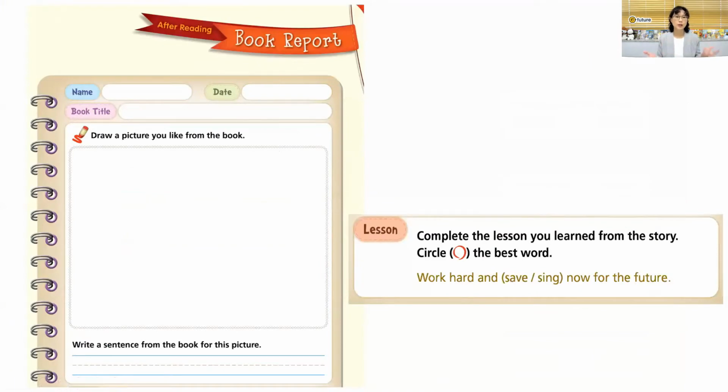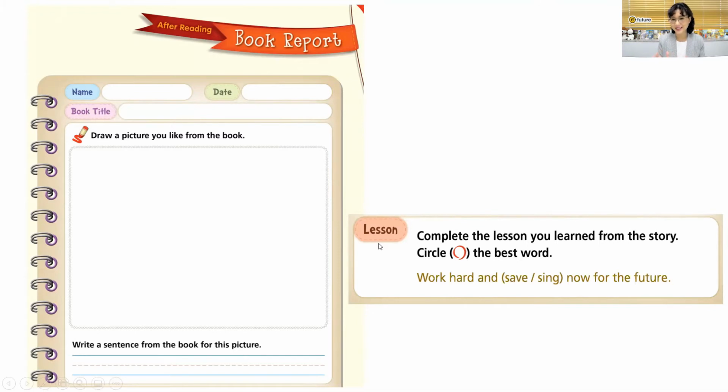And after reading the story, you can do a book report. Okay, so here you can write your name and the date and book title. So you can write the ant and the grasshopper here. Draw a picture you like from the book. Okay, do you have any favorite picture? And you can draw a picture here. Maybe you can draw a grasshopper singing, or you can draw the ant working. Okay? Write a sentence from the book for this picture, right? So you can write the sentence about the picture. Right? This is a simple and easy book report, right?